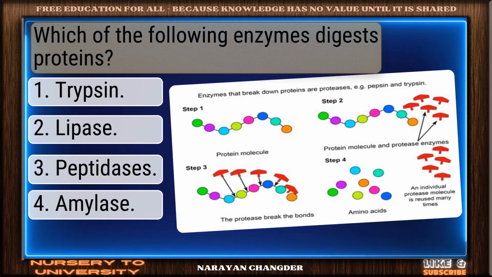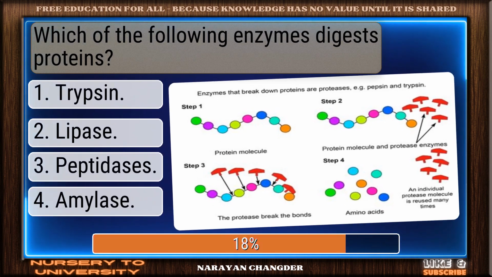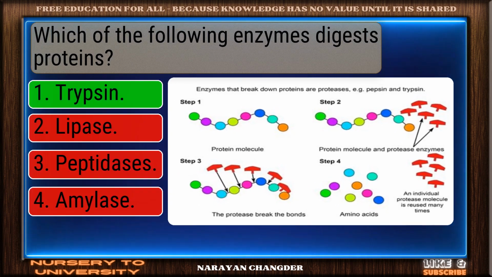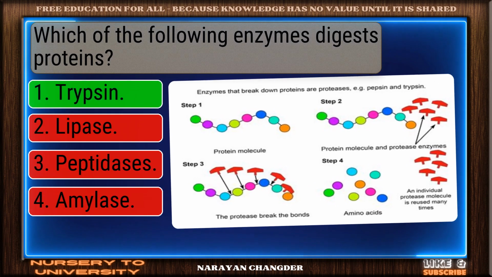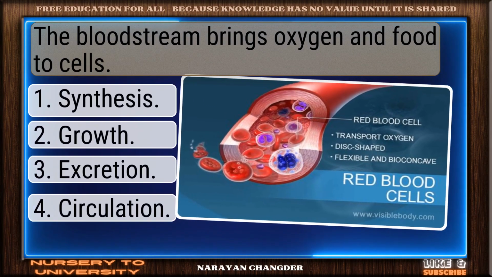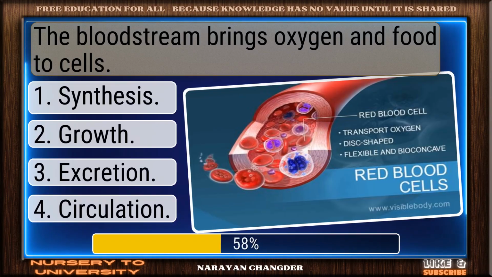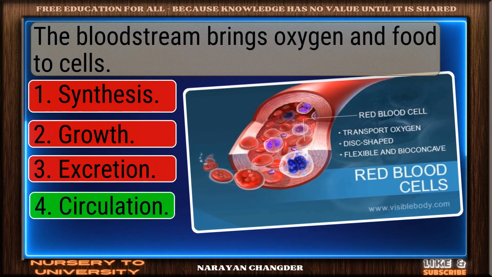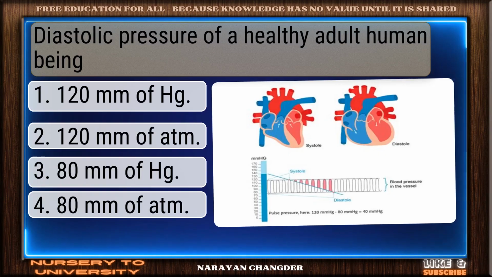Which of the following enzymes digests proteins? Nicely done. Trypsin is solid. The bloodstream brings oxygen and food to cells. Bravo, circulation is the answer.